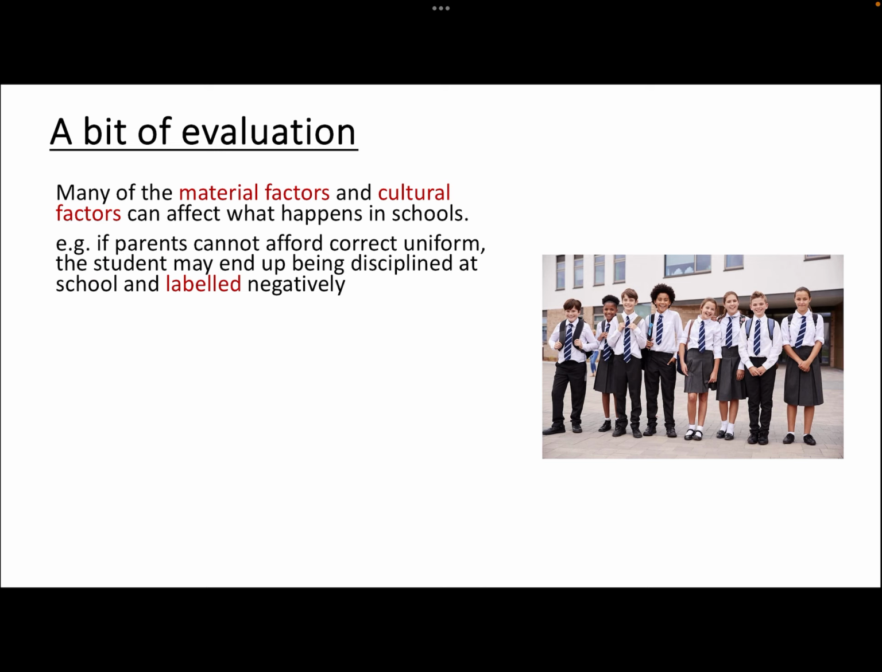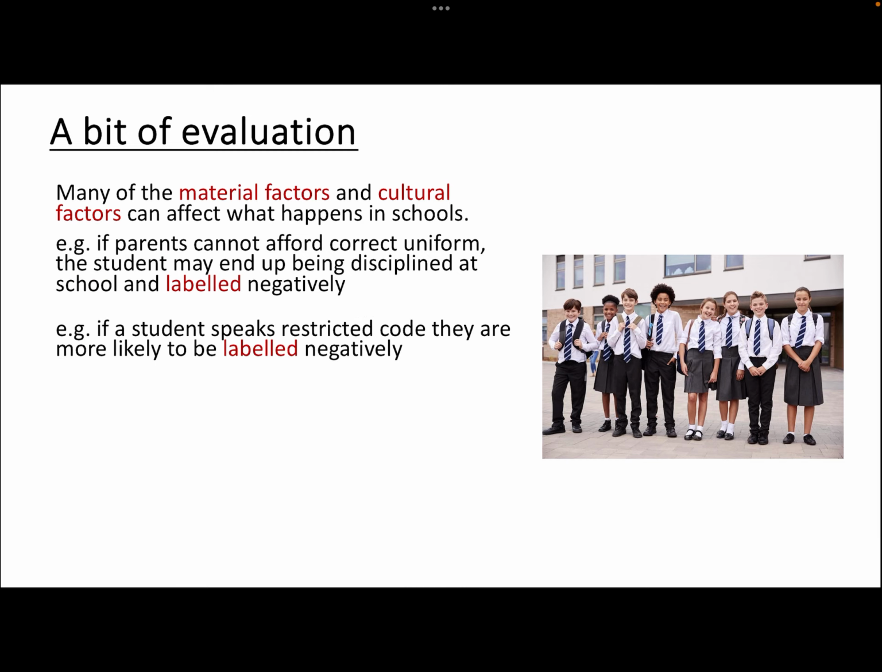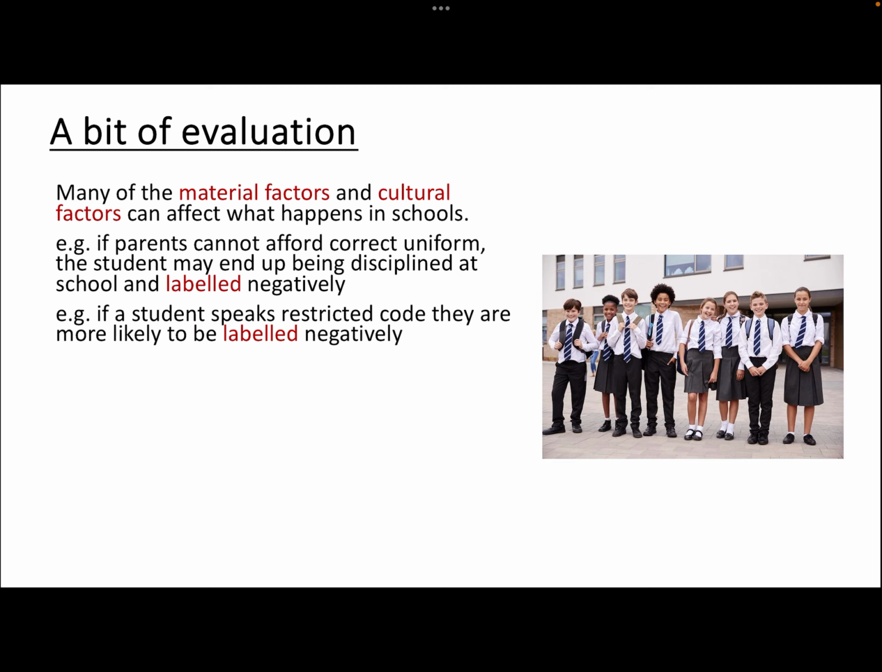So if a parent cannot afford the correct uniform, or they cannot update the uniform so the uniform doesn't fit, like a skirt or something, then the child, and that's a material factor because it's money, a student may end up being disciplined at school and as a result end up with a negative label. Like we know that students not wearing uniform correctly is a big trigger for negative labels in schools. Or if a student speaks restricted code, I mentioned this before, so they speak in a heavy accent, they use slang, maybe they swear a bit more, they're far more likely to be labelled negatively in schools.